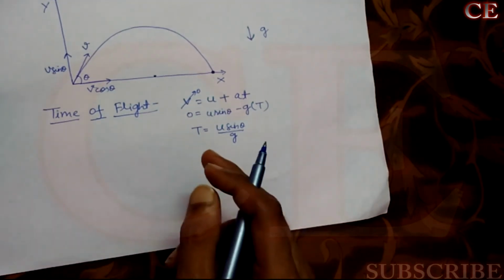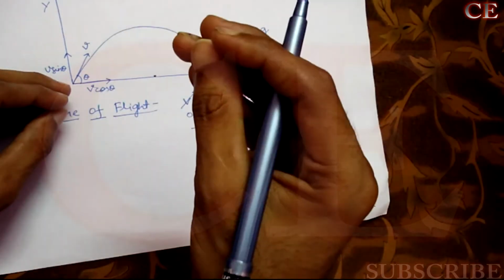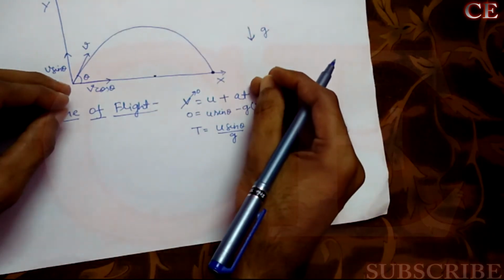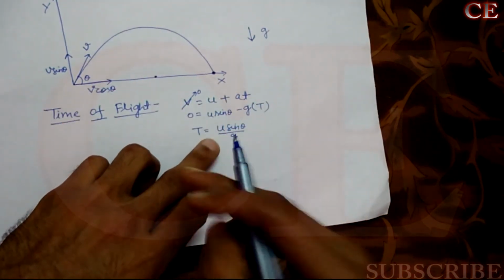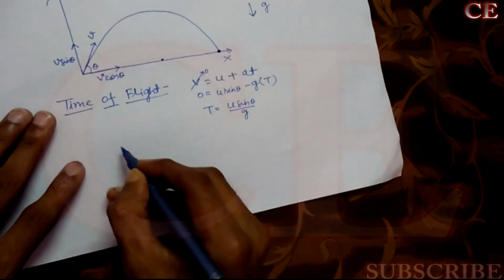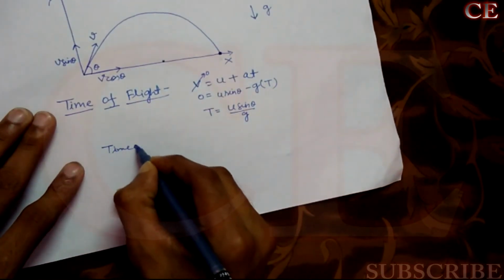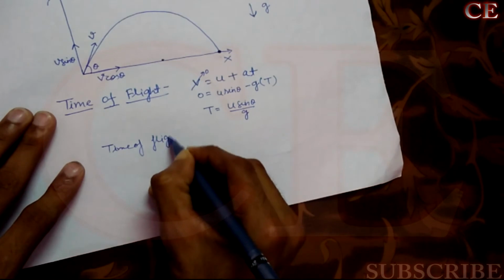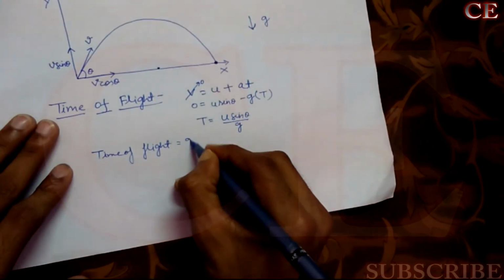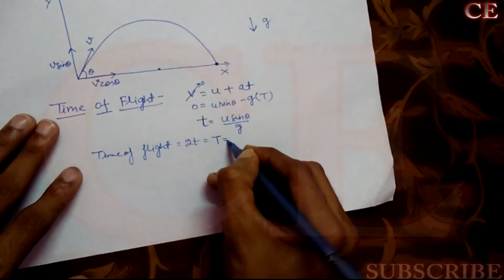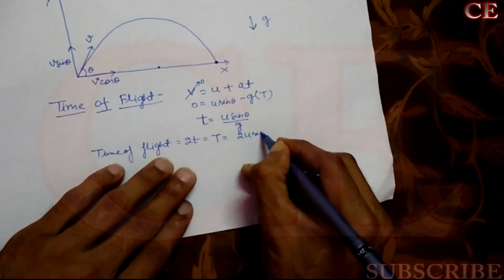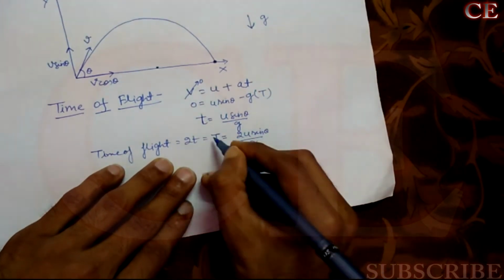Now the ball is going up, then it will also come down, so it will take twice this time. So the time of flight will be 2 times this, let's say T is equal to 2 u sin theta by g.